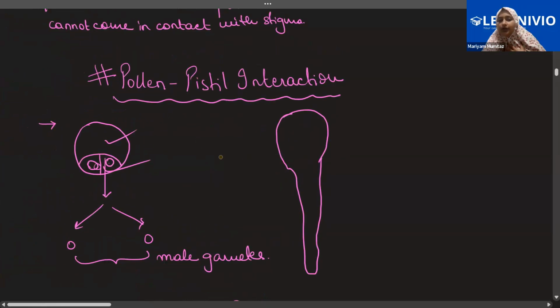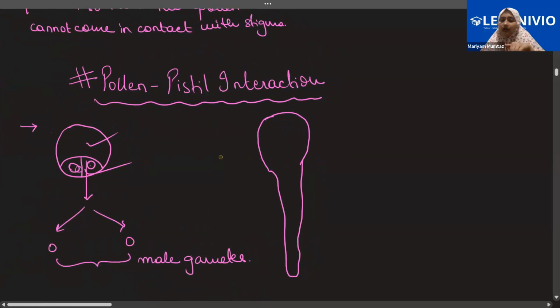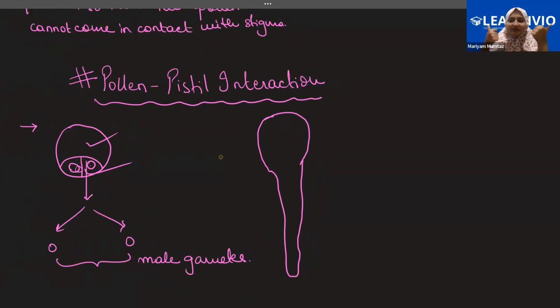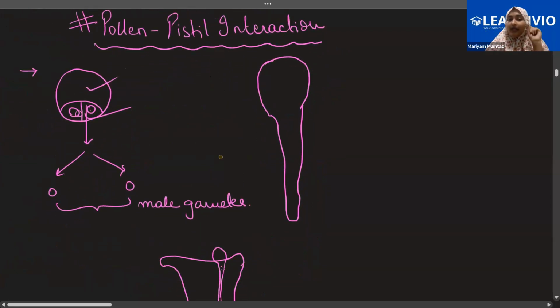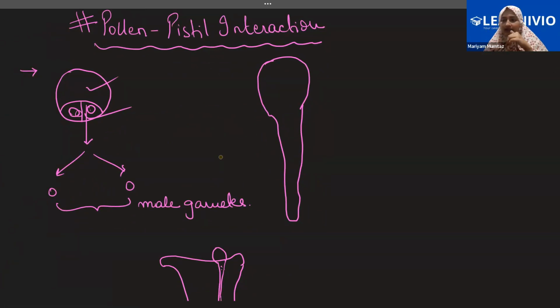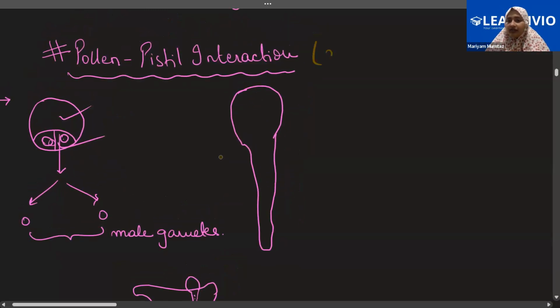Now see, as I told you, when the pollen lands on a receptive stigma, always remember, a receptive stigma means a stigma which is like, "Come on, pollen, I'm ready." Whenever a pollen lands on it, as the pollen is landing on the stigma, there will be a chemical dialogue between them. It is known as pollen-pistil interaction, which is a chemical dialogue.